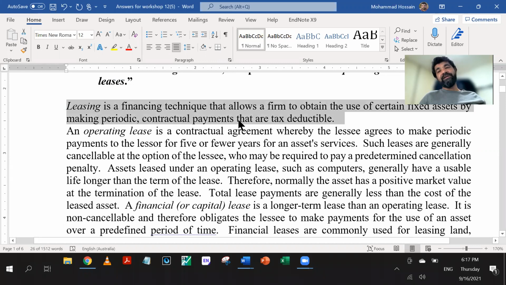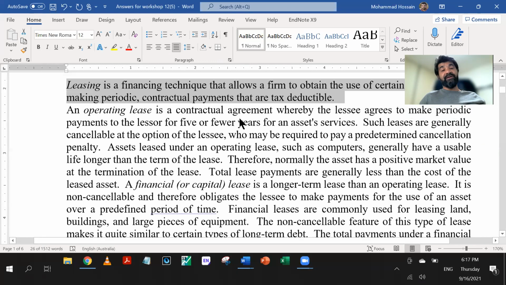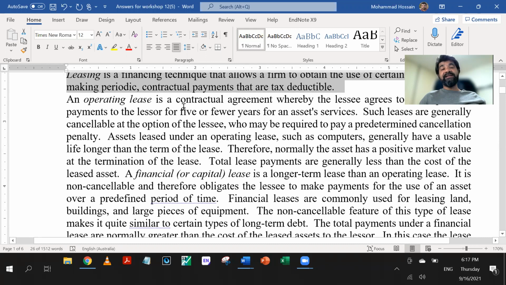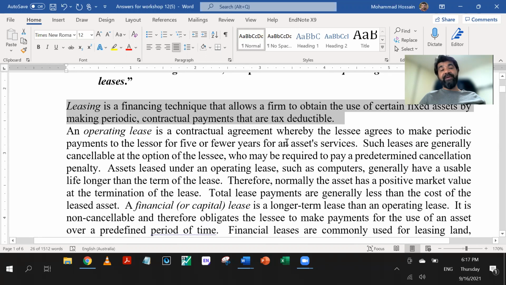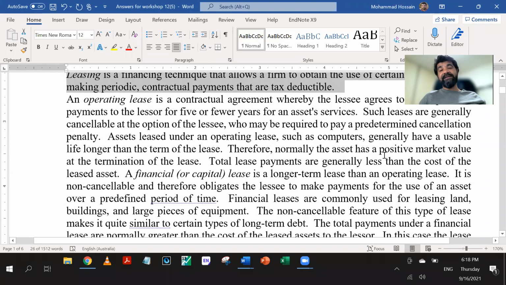They will be using the machine under leasing, and later on, what they're going to do depends on what type of lease they have. Is it financial leasing or operating leasing? An operating lease is a contractual agreement whereby the lessee agrees to make periodic payments to the lessor for 5 or fewer years for an asset service. Such leases are generally cancelable at the option of the lessee, who may be required to pay a predetermined cancellation penalty. Assets leased under an operating lease, such as computers, generally have a usable life longer than the term of the lease. Therefore, normally the assets have a positive market value at the termination of the lease.